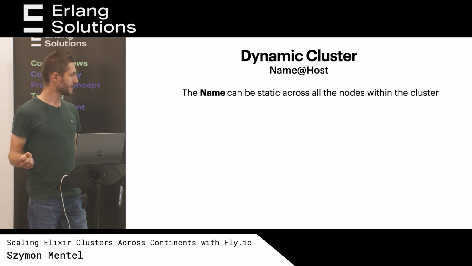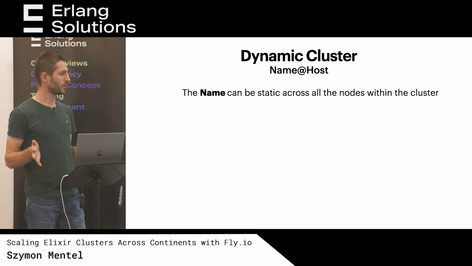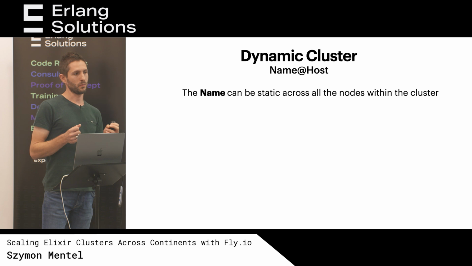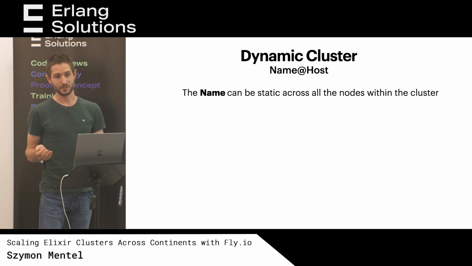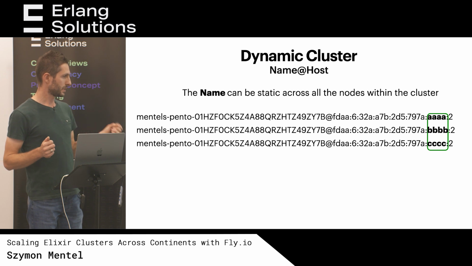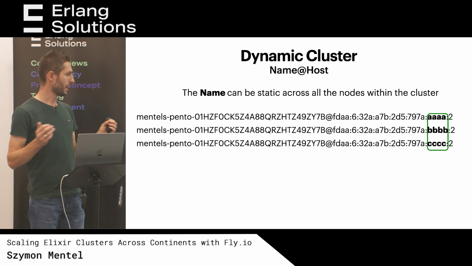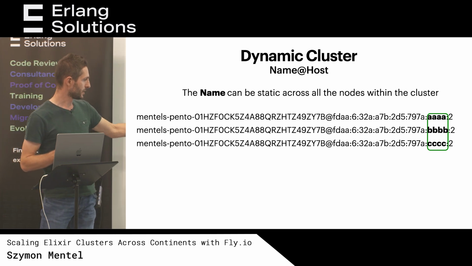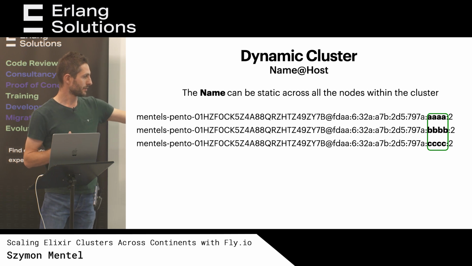The idea is that the name can be static across all the nodes within the cluster. So they solve it in a way that each node within our app that is part of the cluster is given the same name. This is an example. My nodes within my app are named like this: mentel_pento, some string, and then the IP address, and only the IP address is the part that differs.